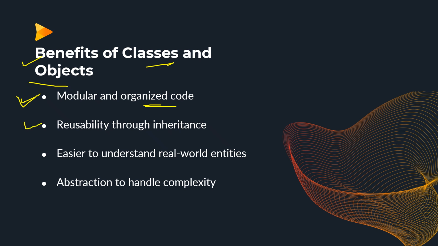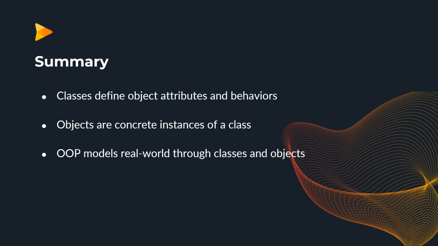It provides reusability by using inheritance. We are going to see what inheritance is in our further videos. Now it is easier to understand real world entities by using classes and objects. Abstraction handles complexity. Abstraction is also a pillar of object oriented programming. We are going to see all these things in our further videos.